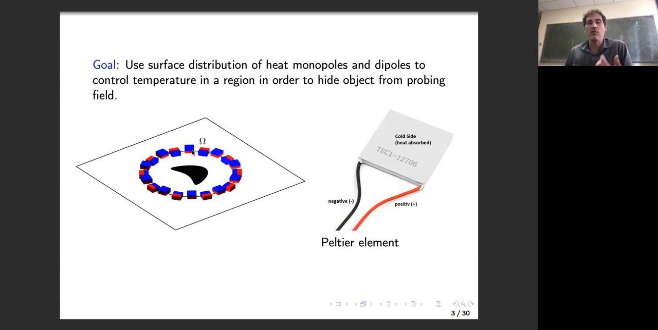And that's what the monopoles will do. So in our imagination, at least, this could be done with Peltier devices. You'll actually see a picture of somebody who tried to do this for the steady state heat equation. Here we're doing it in the transient regime. I'll show you that in a second.